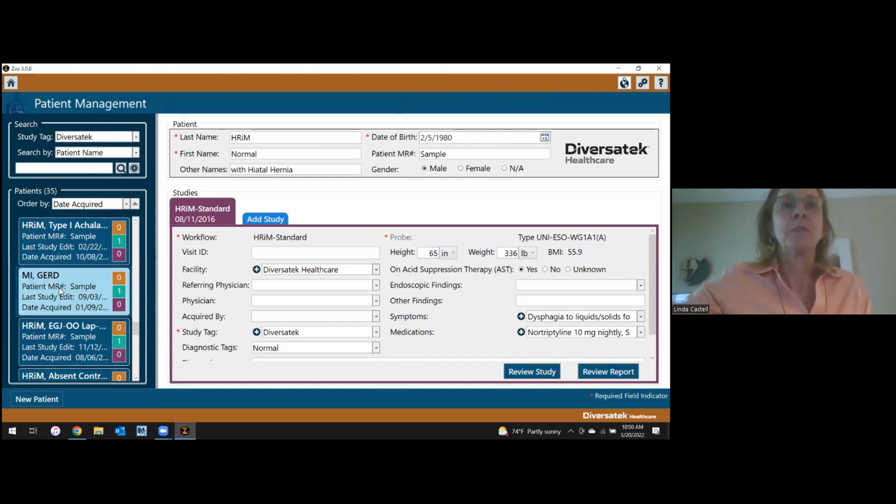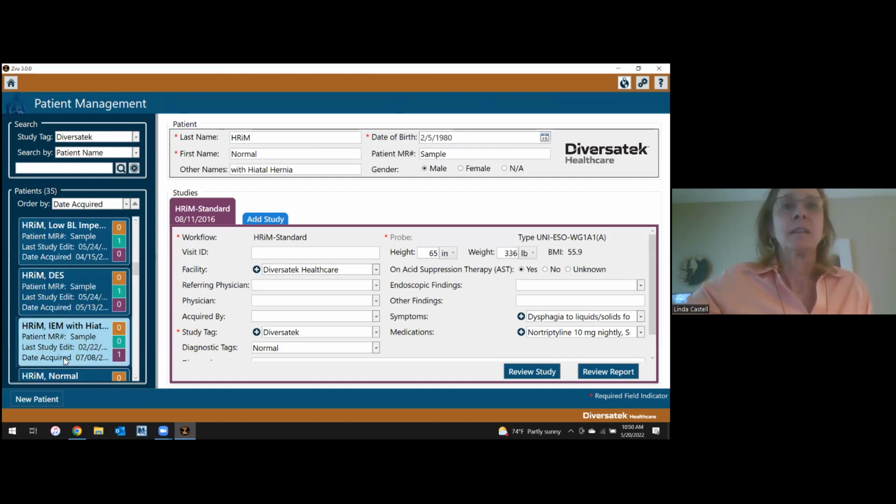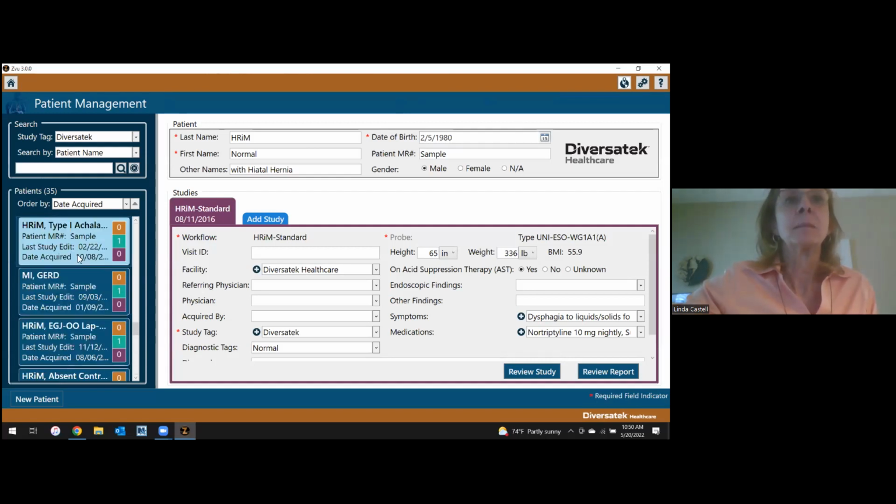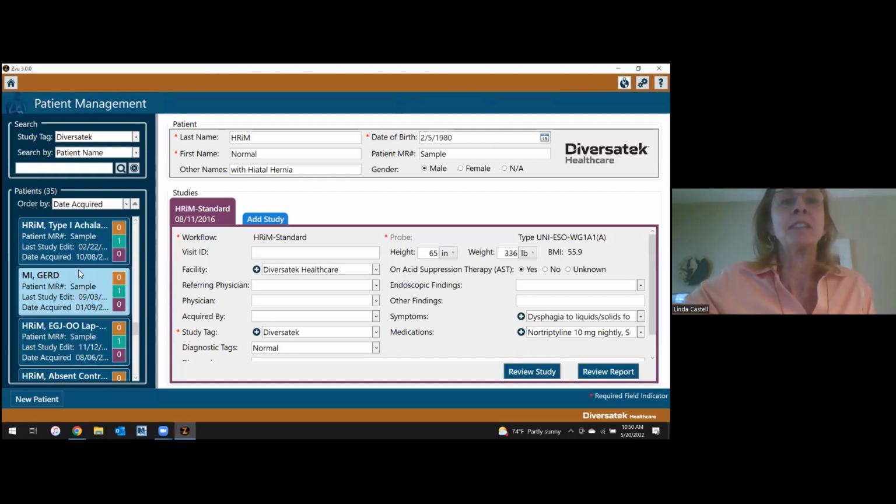Let's see, I think we have a type 3 here. Oh, shoot, I thought we had a type 3. I don't see it. Okay. Type 1, type 2. We don't have one. I'm sorry.